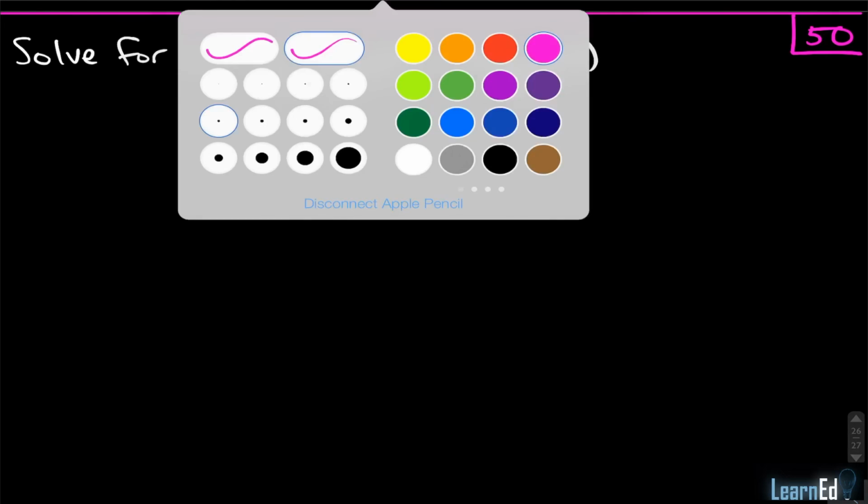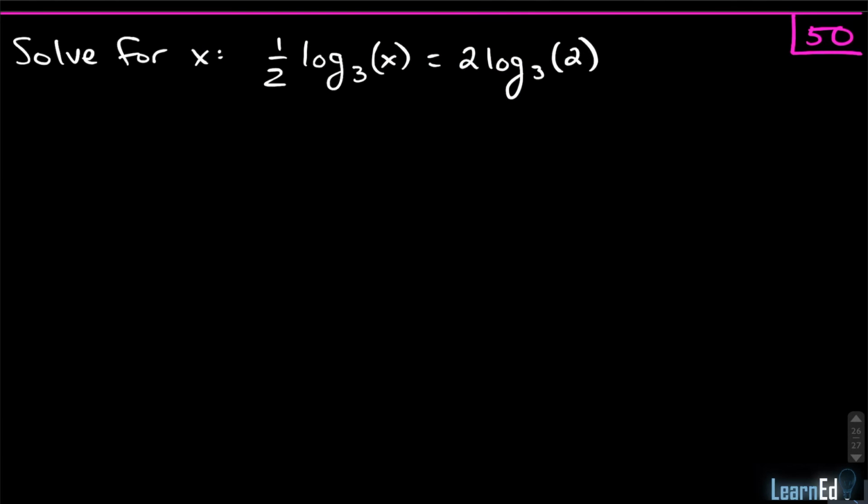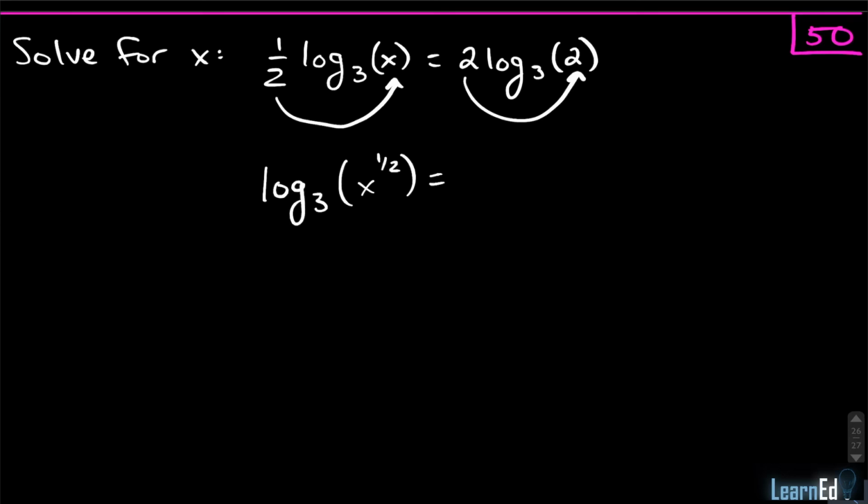The idea here is that, well, let's simplify these log expressions a little bit. Let's make them a little more compact. We'll put the 1/2 back in the exponent on the x, because it's being multiplied by that log, so that's something we can do. And we'll do the same exact thing over here, putting the 2 in the exponent. So we can rewrite this as log base 3 of x to the 1/2 equals log base 3 of 2 squared.